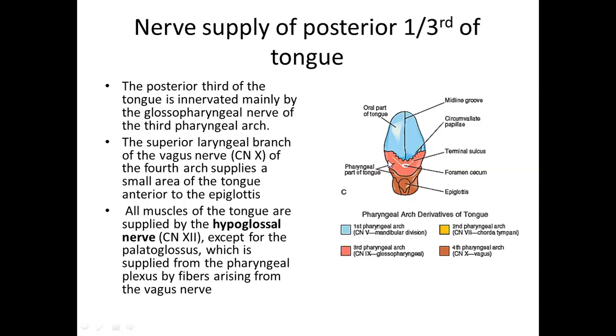And the motor supply of the tongue is contributed by the hypoglossal nerve, since it is the nerve of the occipital somites, except palatoglossus, which is supplied by the pharyngeal plexus.